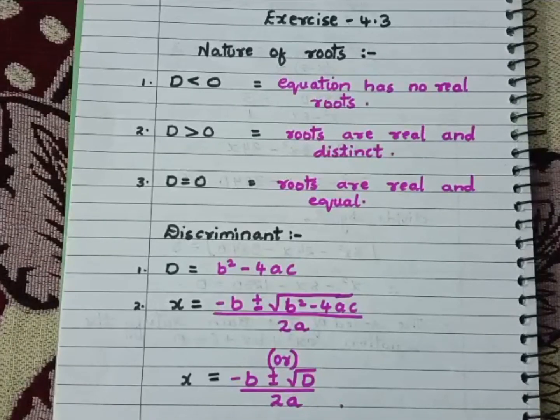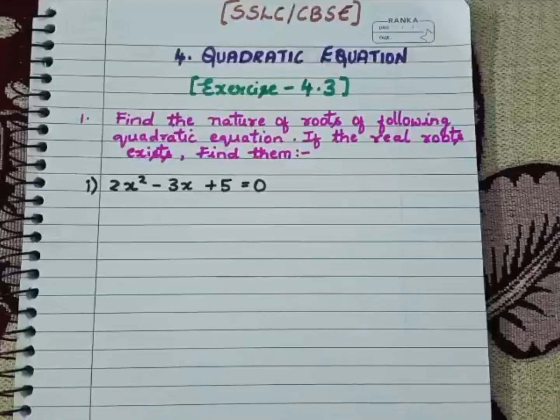Now the discriminant formula: the D value is b square minus 4ac, and the main formula is x is equal to minus b plus or minus root of b square minus 4ac by 2a. And one more formula is x is equal to minus b plus or minus root of D by 2a. So this is important before starting the nature of roots exercise. Now let us start with the exercise, first sum.